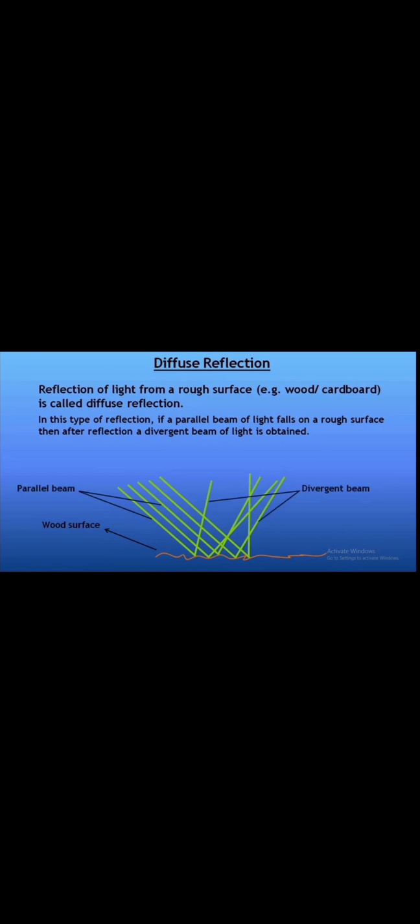Reflection of light from a rough surface is called diffuse reflection. In this type of reflection, if a parallel beam of light falls on a rough surface, then after reflection a divergent beam of light is obtained. Okay, you can see in this diagram that though the beam of light falling on the surface is a parallel beam, after reflection it moves in divergent directions. So this is diffuse reflection.